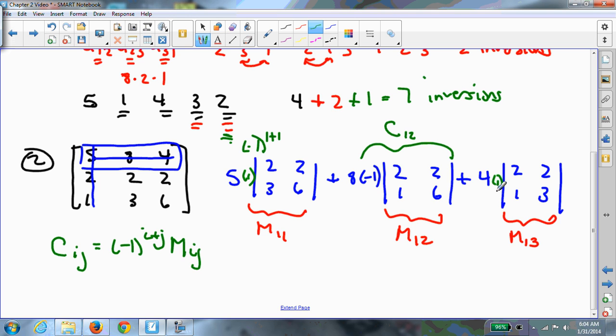So again, just to repeat, the minor entry is the actual determinant. The cofactor involves a plus or minus sign, and that basically, again, is to include the permutations and the inversions that are involved.